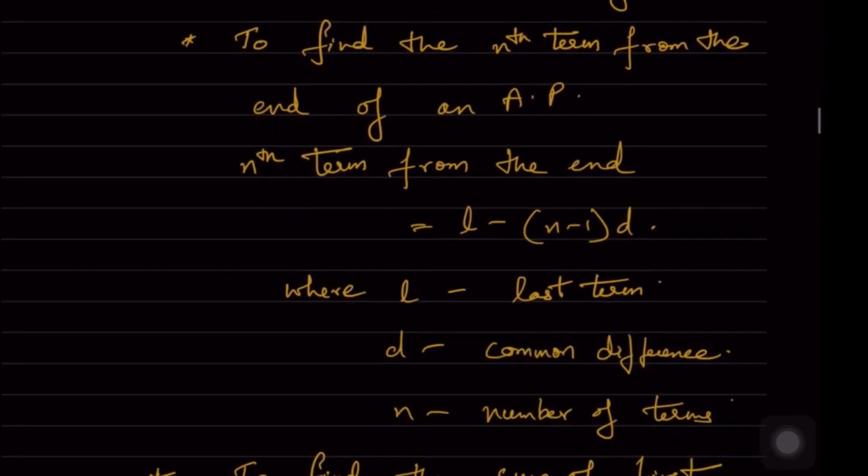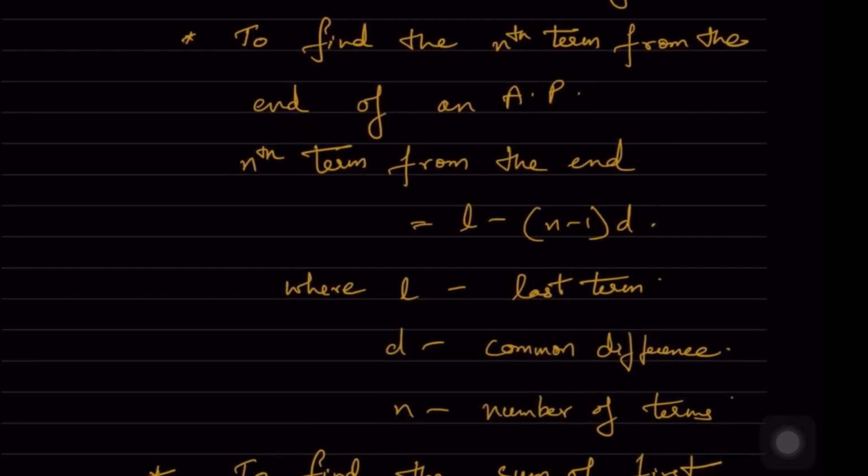Now to find the nth term from the end of an AP, that is from the last term, the nth term from the end of an AP is equal to l minus n minus 1 into d. Now from the last term also you will know what is the common difference. So therefore, if you have to find out the nth term from the end of an AP, you can use this.